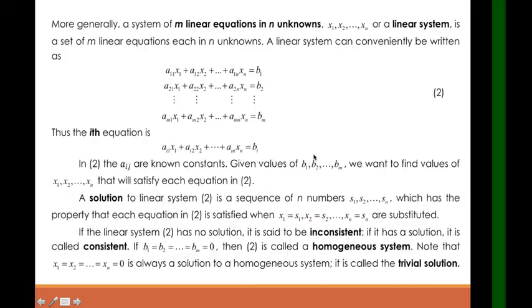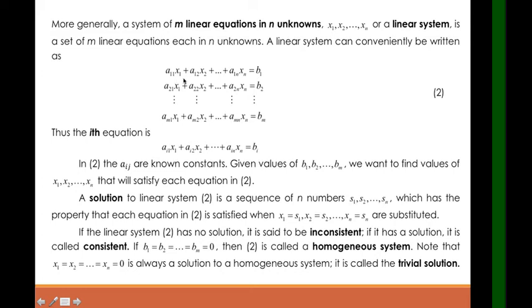Okay? Now, more generally, a system of m linear equations in n unknowns x sub 1, x sub 2, ellipses up to x sub n, or a linear system, is a set of m linear equations each in n unknowns. So, a linear system can conveniently be written as, ito siya. So, we have a sub 11, may meaning yung 11 na yan, no? Mamaya, you will see, or maybe sooner, doon sa ating mga later discussion, bakit siya 11, no? Kasi meron siyang kinalaman sa row and column.